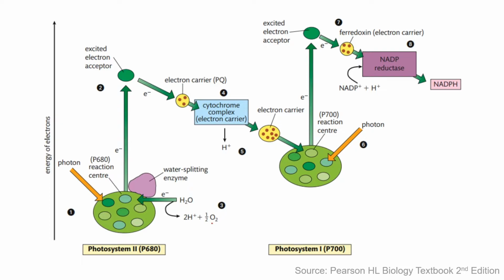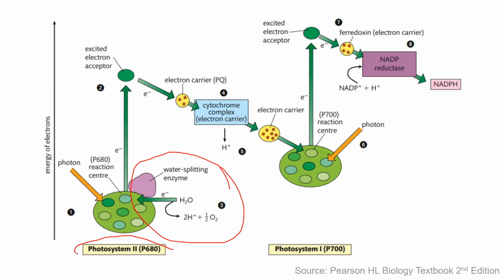Both are from the high-level biology textbook. Now, at first they may appear quite complicated. However, once you break them down, they are fairly simple to understand and pick up. So this is the first diagram, which contains three of the four processes. Process number 1 occurs here.